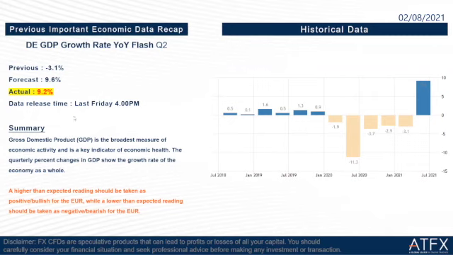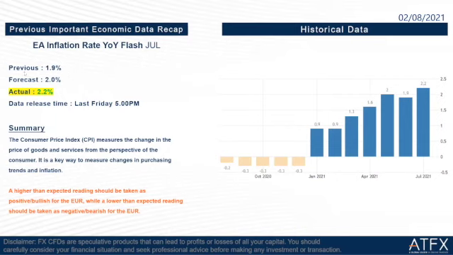The next one is EA inflation rate yearly flash July. The previous is 1.9%, the forecast is 2.0%, the actual is 2.2%, which is slightly higher than the forecast. So the euro dollar should be taken as positive.